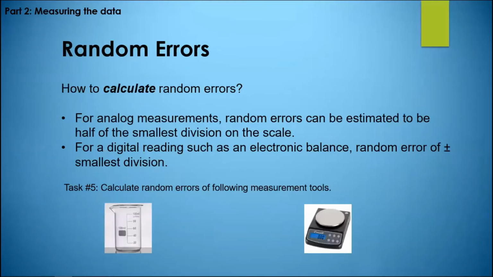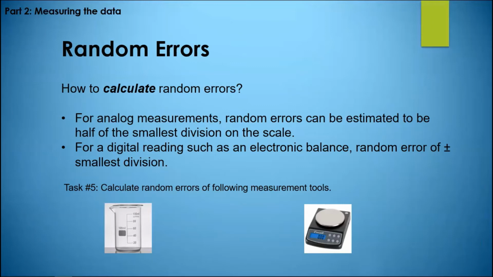So how to calculate the random errors? I just said it, right? But let's go deeper into it. For an analog measurement, random errors can be estimated to be half of the smallest division on the scale. If you have a digital reading, such as an electronic balance, the random error is plus or minus the smallest division.